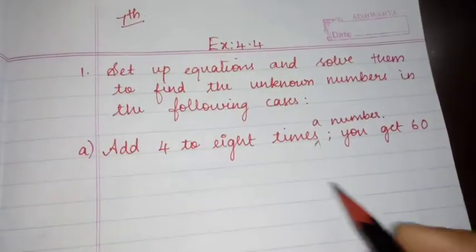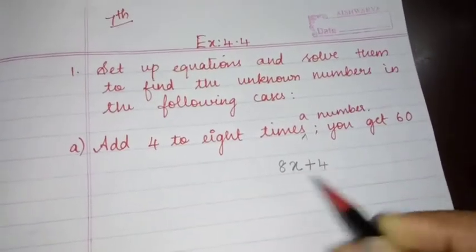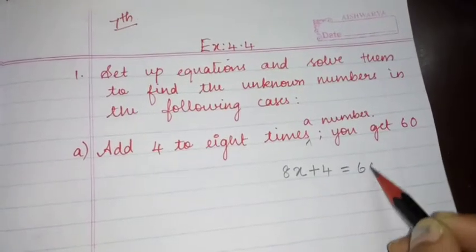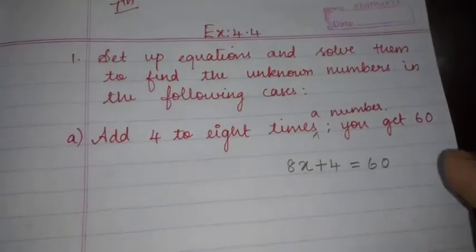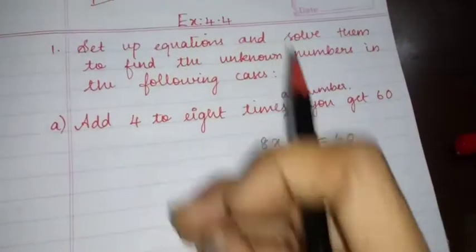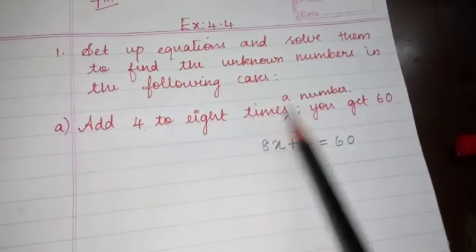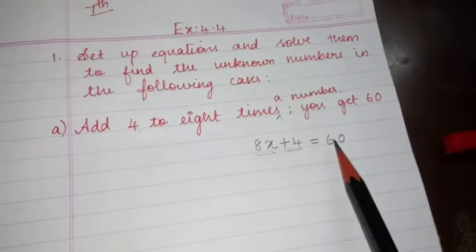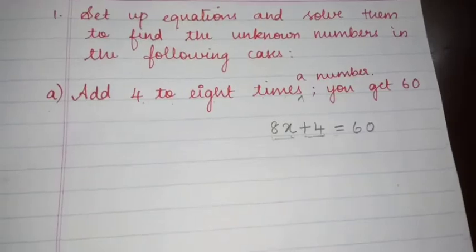So, what will you do, children? 8 times of a number means 8x plus 4. Because 8 times of a number, add 4, you get 60. Okay, like this only you should write the equation. First in pencil you can write it, then you can fair it up. First you should write it in a pencil in a rough way so that you will understand whether it is correct or not. Add 4 to 8 times of a number. So 8 times of a number plus 4. You will get 60.